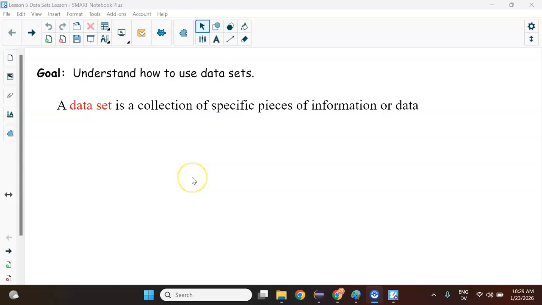First off, I just want to start with a real quick definition of a data set. It's just a collection of data, a specific piece of information. On the AP exam, they ask you what you can or cannot figure out given the data that you have.